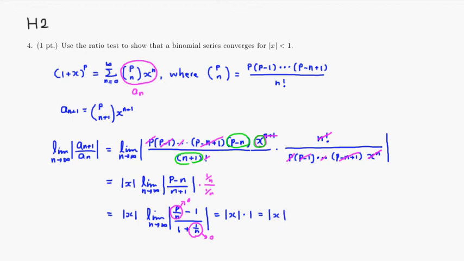Remember that we get convergence because this is mimicking the r value of the geometric series. So by the ratio test, as long as this is less than 1, we know that we have a convergent series. Therefore, we know that the binomial series is convergent when the absolute value of x is strictly less than 1. That's it. I hope that this was clear.